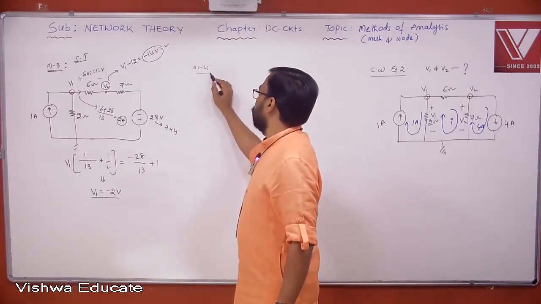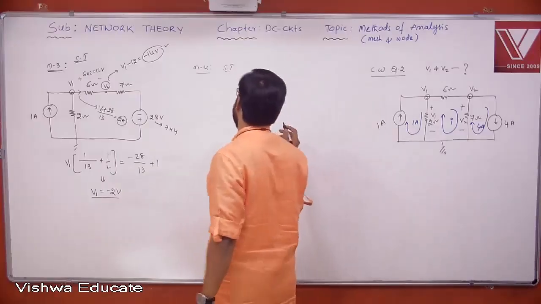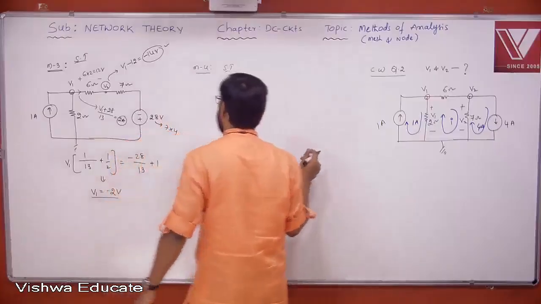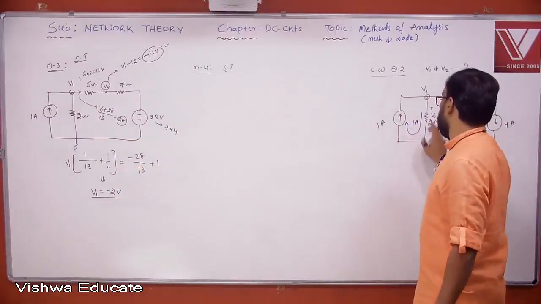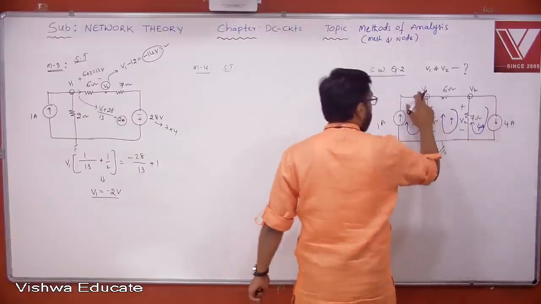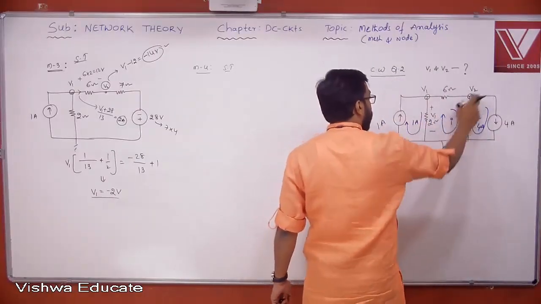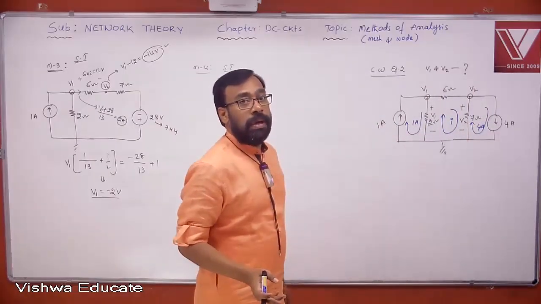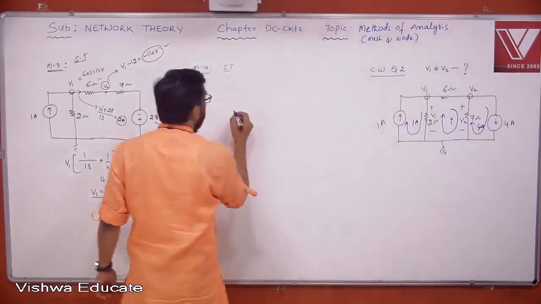Method 4. The same source transformation I'm applying on both sides. Just now we applied only one side. See, you can apply either this side or this side. Apply this side, find V1 and jump from this point to this point. Or else, apply this side, find V2, then jump from this point to this point. You get the same answer. Or else, apply both sides. What do you get here?